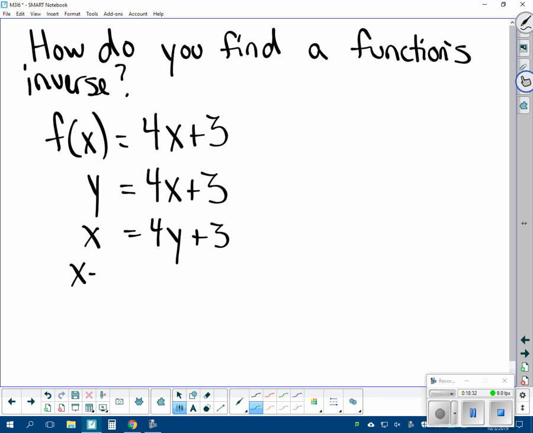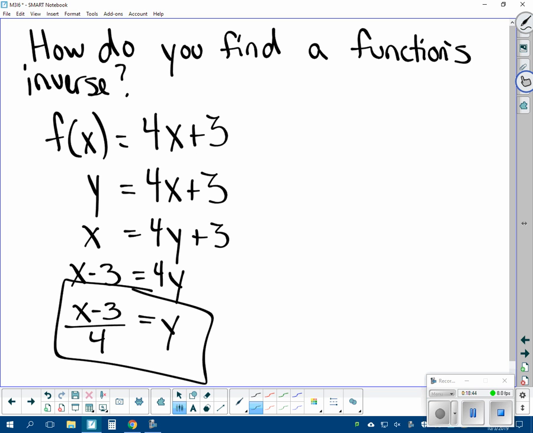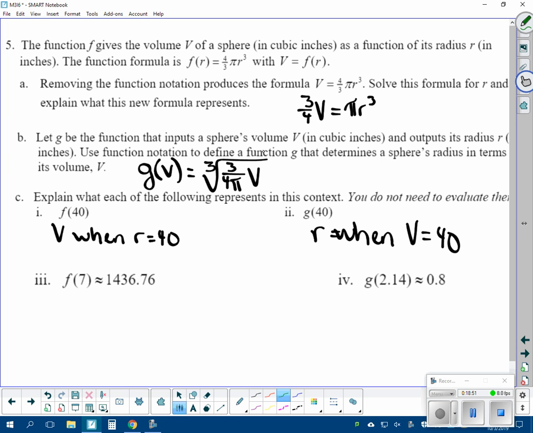So you would subtract 3 and then divide by 4. The inverse of 4x plus 3 is x minus 3 over 4. Isn't that what we basically just did over here? Didn't we just solve for the other variable? When it's word problems, you don't have to worry about switching your x and your y. If it's variables other than x and y, just solve for the other variable. That's all you're doing.